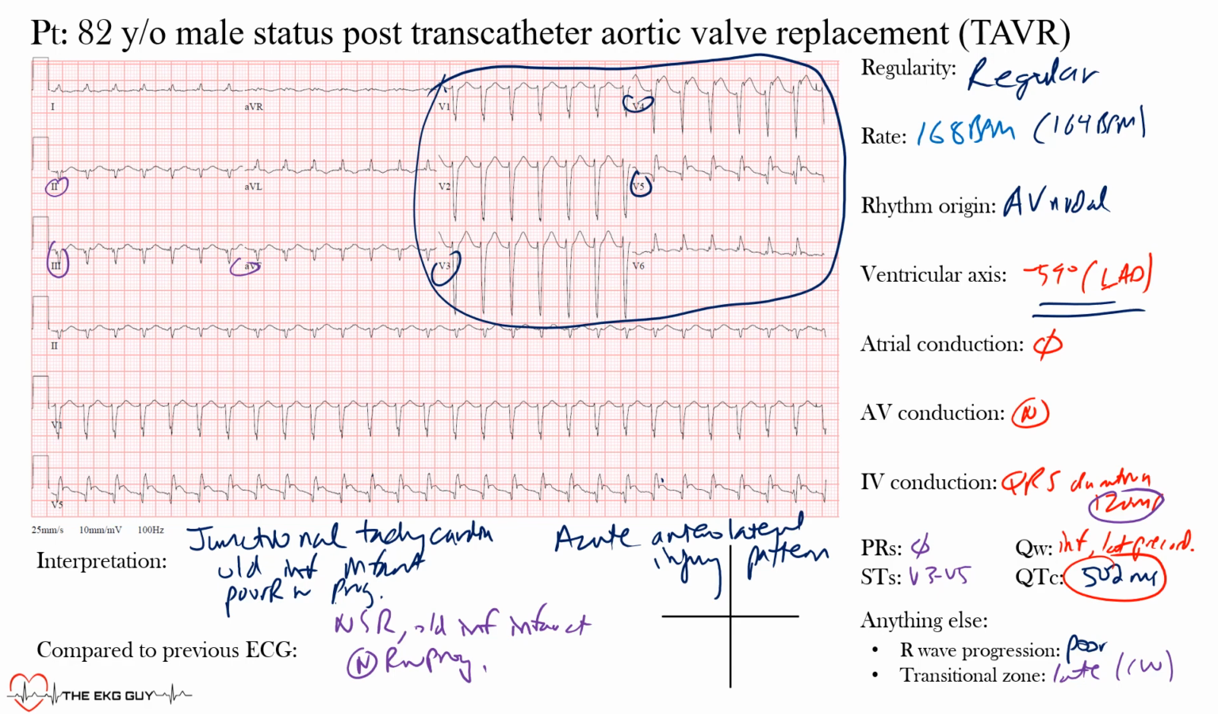All right, so something to keep in mind, the rhythm is something you should know. This is a junctional tachycardia. The old inferior infarct is likely pushing it leftward. Okay, he had a previous left axis shift, so that wasn't new, but the new patterns were these ones here. Okay, and something that should really alert you.